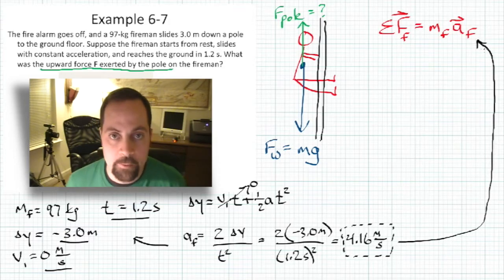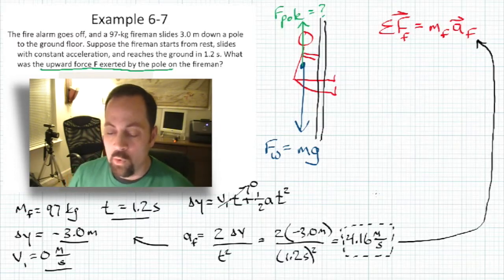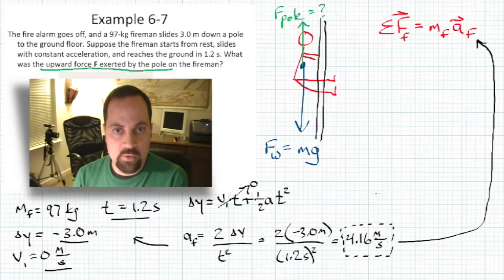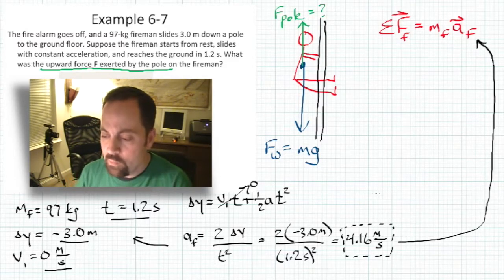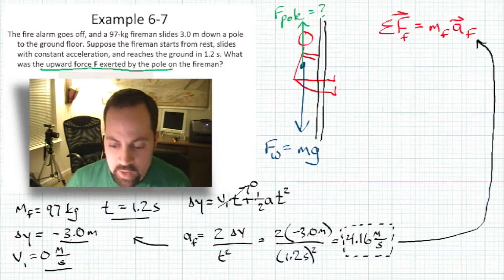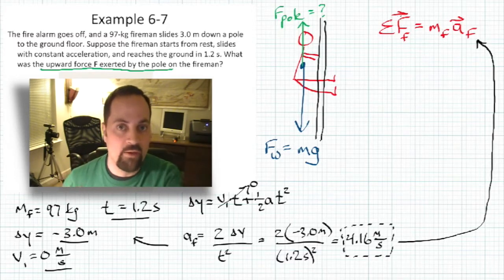That's the acceleration of the fireman. So we can write the net force on the fireman two different ways. What I'm about to do, I think I touched on a little bit earlier in previous videos, but this is going to be really important. Newton's second law tells us that the net force on this fireman is his mass times his acceleration, which we just found. Okay, we know that. That's great.